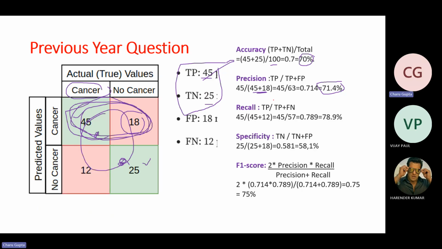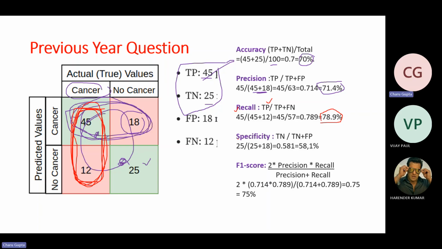Next, in recall we have again considered the true positive, and here I will take this first column. This first column of ours, we will take it. This is for recall. For recall we will add the values of the first column. So 45 upon 45 plus 12, and I have got the value of 78.9%.